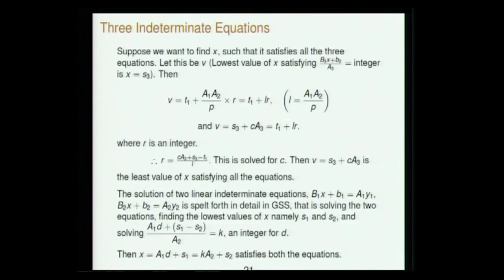And if you want to solve the third equation, then this also has to be satisfied, this also has to be an integer. The solution of this is, let us say, C A3 plus S3. Now the solution of the previous two equations will be like this: the lowest is T1 and the general is T1 plus R L, where R is an integer. So again we have to solve this kuttaka: (C A3 plus S3 minus T1) by L is equal to R. That is what you have to do.